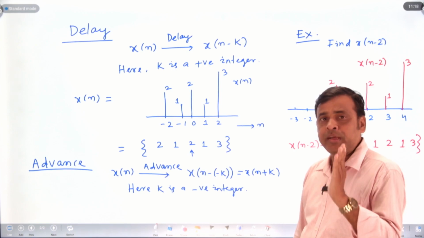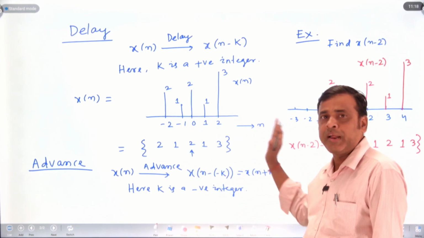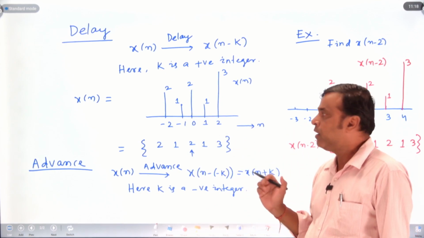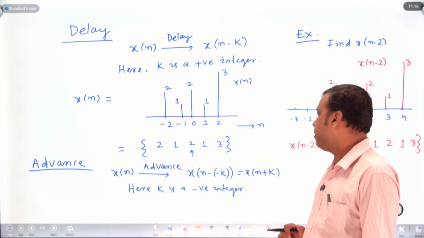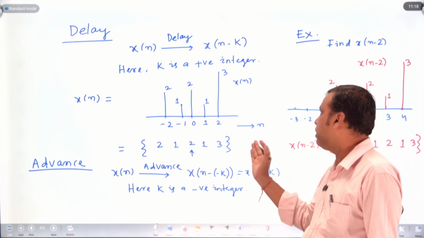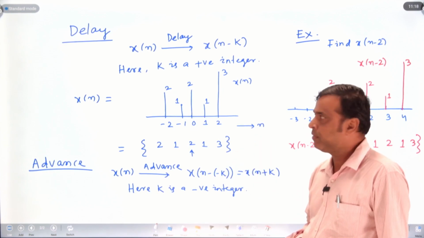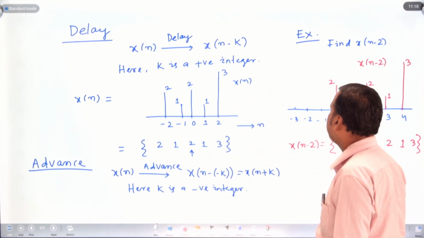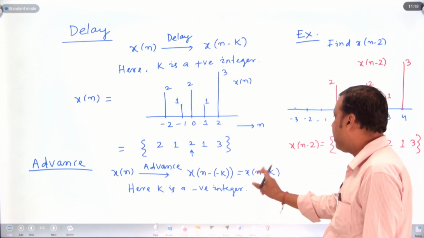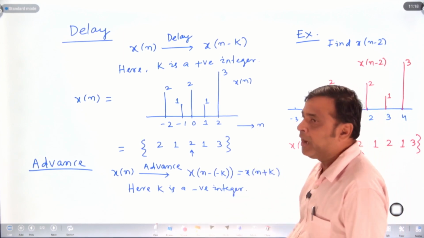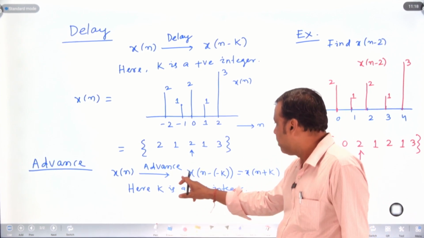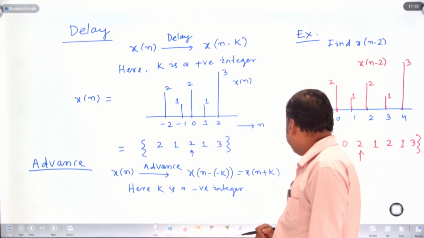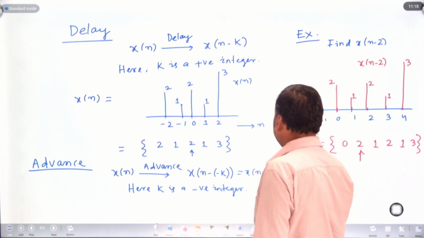If it is a delay, graphically each unit of sample is shifted toward the right, but in the sequence the arrow mark is shifted to the left. In case of advance, it is the opposite. Here k is a negative integer. Exactly the same thing we did for delay, it is opposite in advance. The same example: x of n plus 2, here k is a negative integer. If x of n is advanced by k units of samples, the resulting signal is nothing but x of n plus k.